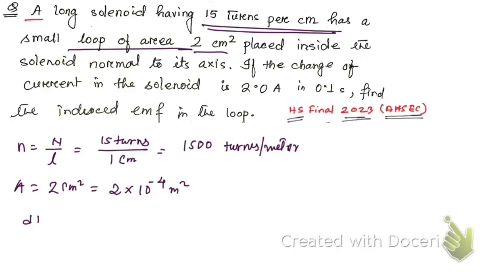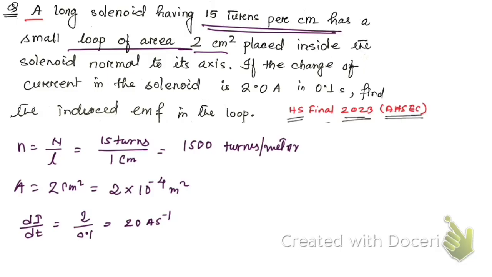So di by dt, the change in current, is 2 ampere in 0.1 second. So that's going to be equal to 20 ampere per second, right? So that is what we need to find here.